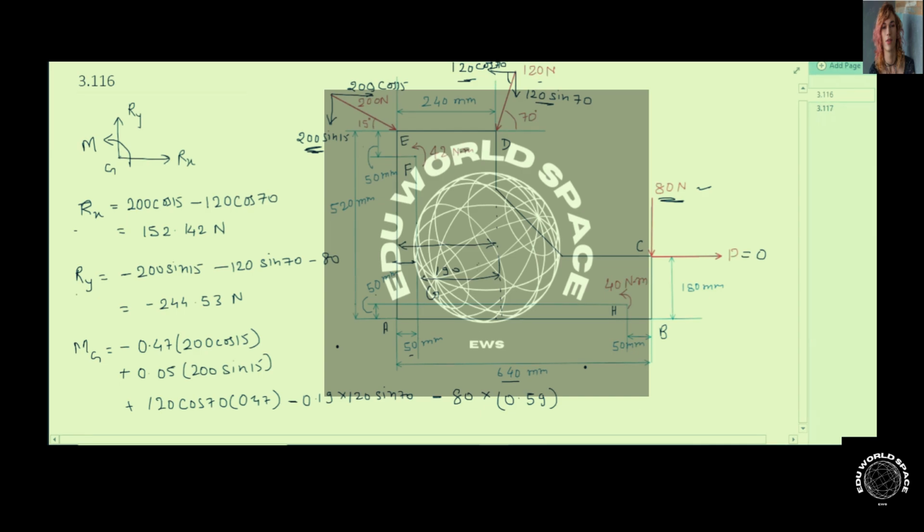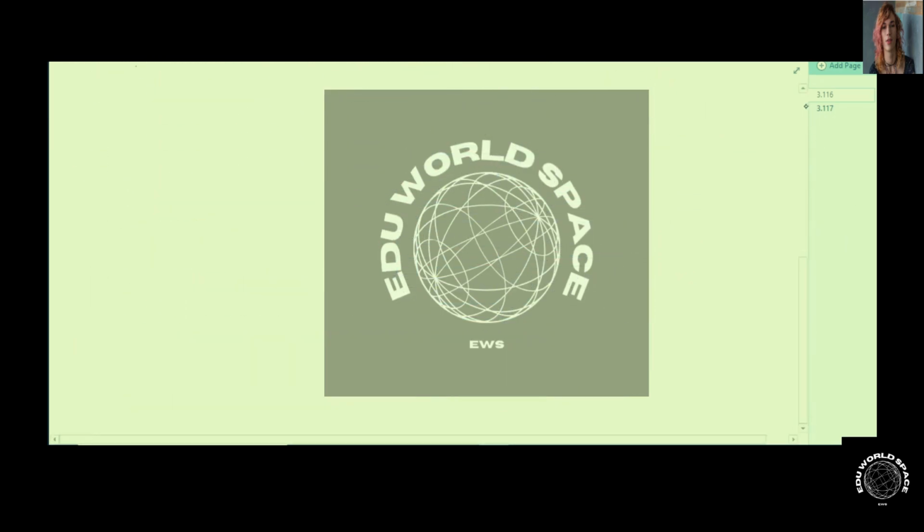Now there are two moments also acting in the system, 42 Newton meter clockwise and 40 Newton meter counterclockwise, so both the moments are in counterclockwise, so we can directly add them, 42 plus 40. All these values can be solved, and this comes out to be minus 55.54 Newton meter.